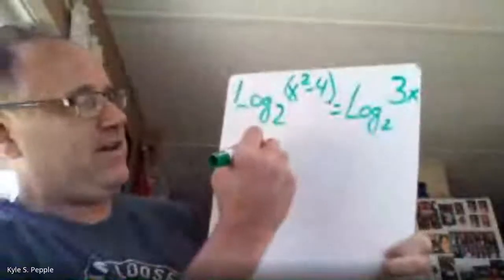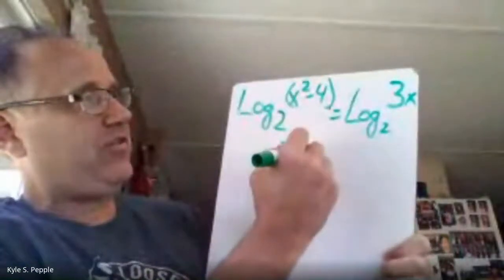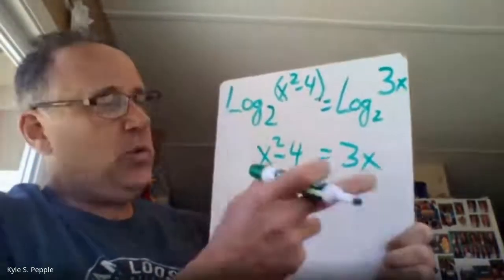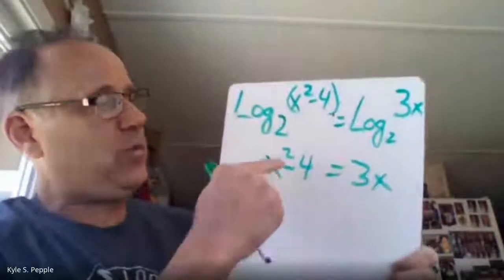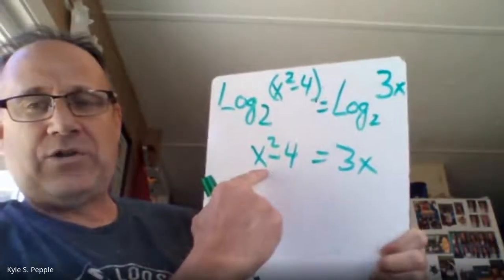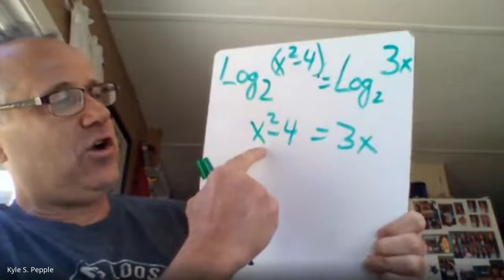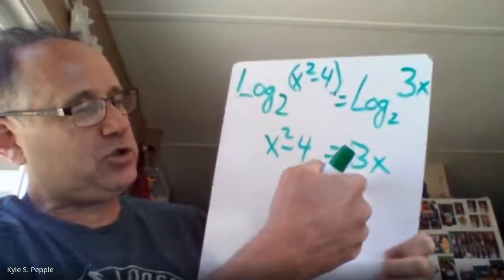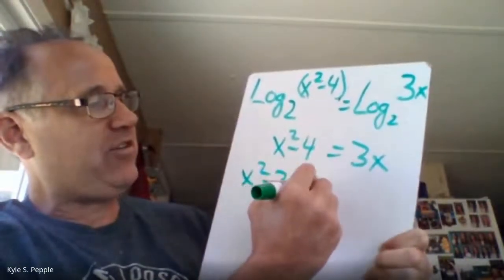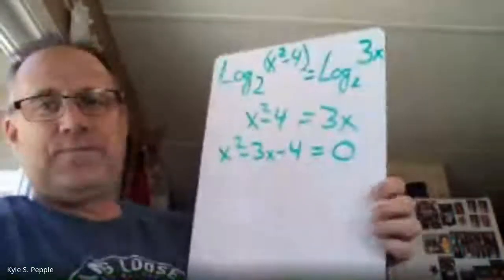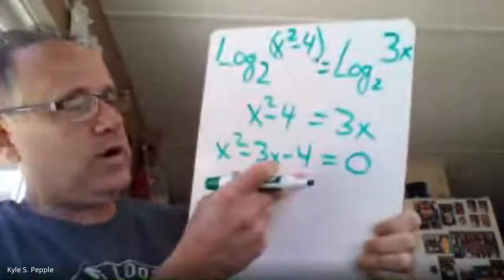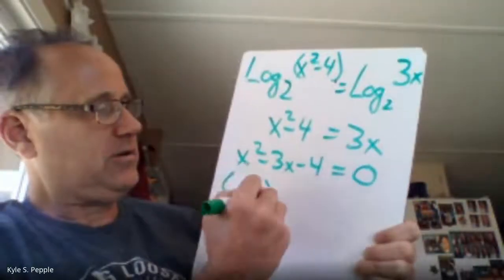So then we simply have x squared minus 4 equals 3x. Now, when we solve for this, we have to recognize that we have a quadratic term here, and so we need to set it equal to 0. So we're going to subtract 3x. Now we have x squared minus 3x minus 4 equals 0. When we have our trinomial here, we're going to break it into factors.